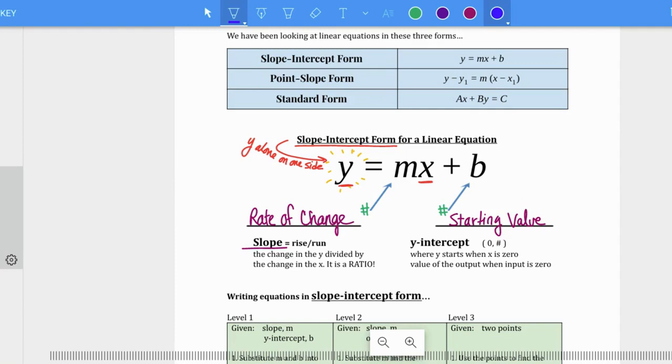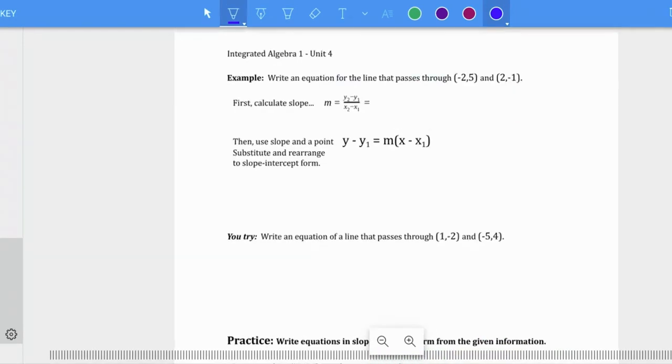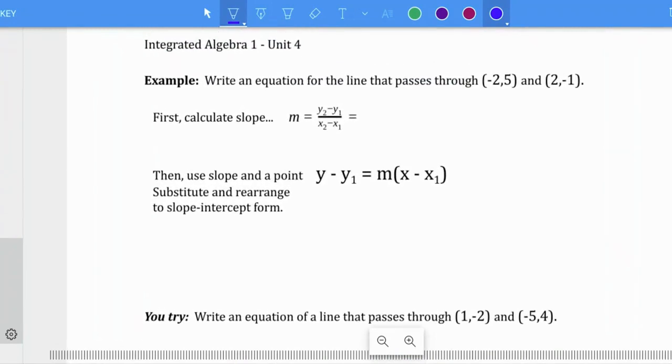So we'll come back to this reference page, but right now I want to go to page 30 and just do a few of these together so we can see what it looks like. So turning your notes to page 30, it's asking you to write the equation of a line that passes through 2 points. Right, so I have the coordinate point -2, 5, and the coordinate point 2, -1. And your first job is to calculate the slope between those 2 points.